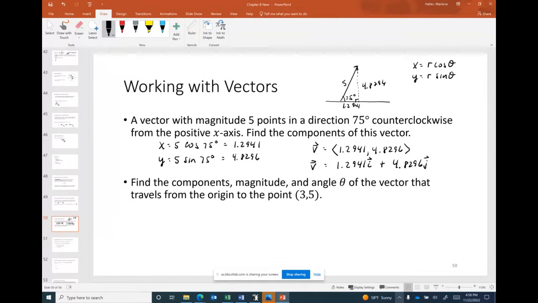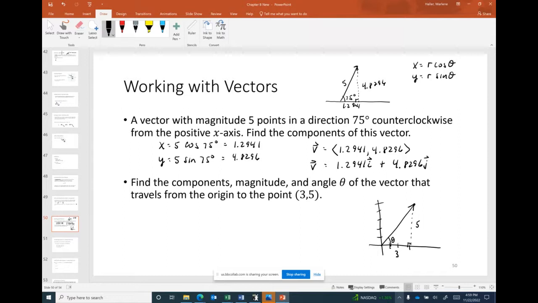All right, let's look at the next example. We want to find the components, magnitude, and angle of the vector that travels from the origin to the point with the coordinates (3, 5). Okay, well, again, let's sketch that. 1, 2, 3, up 5. So there's the point with the coordinates (3, 5). There's my vector. It's traveling from the origin to that point. So there's my direction. It is forming some angle here. And if I drop a perpendicular here and make a right triangle, the horizontal leg of this triangle is going to be 3, and the vertical leg of this triangle is going to be 5.